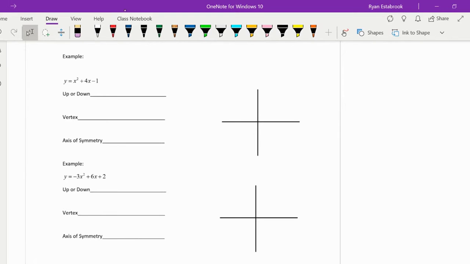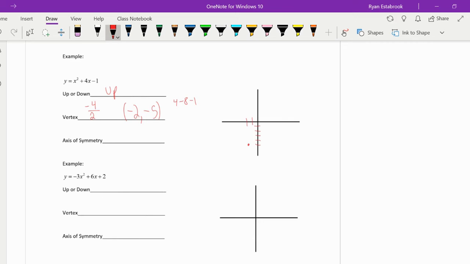Example, we want to graph this one. First of all, I know it's going up because our leading coefficient is positive 1. The vertex is opposite of b divided by 2a, a is 1. And if we simplify that, we'll get an x value of negative 2. Now, if we run that number through the equation, negative 2 squared is 4. 4 times negative 2 is negative 8. Minus that 1 at the end, and that's going to give us negative 5. My vertex is at negative 2, negative 5.